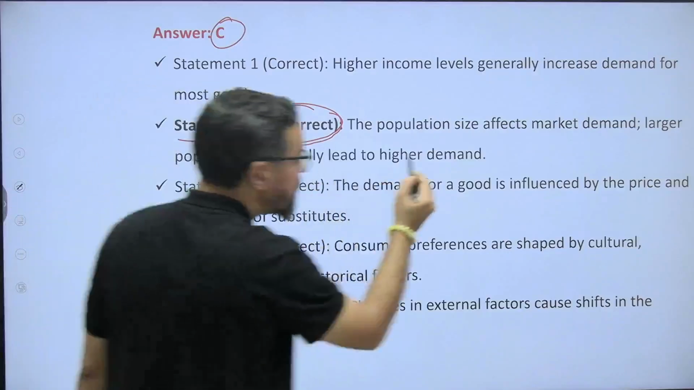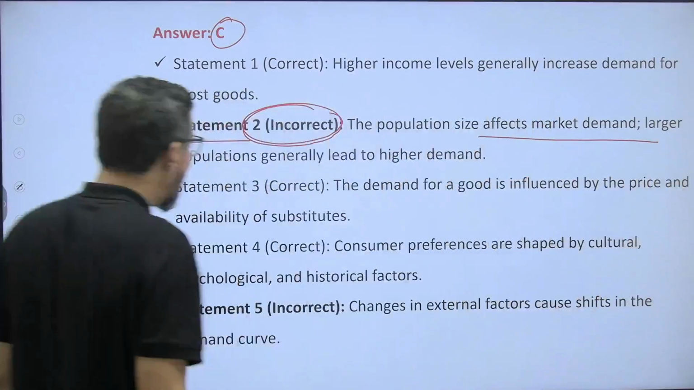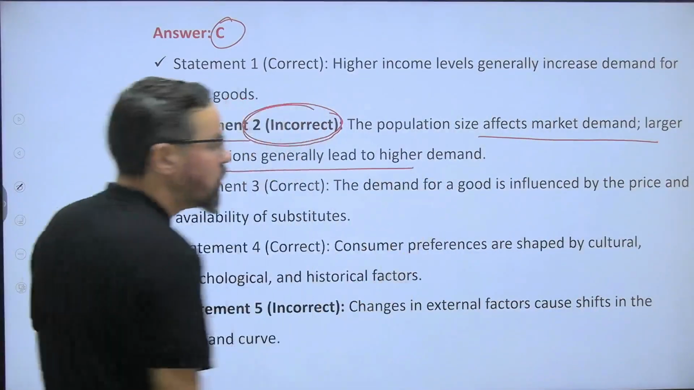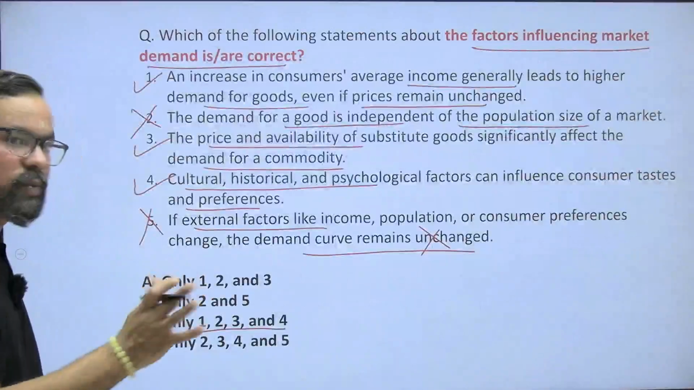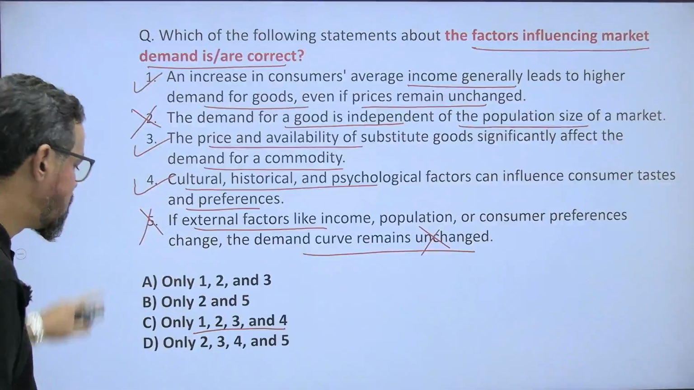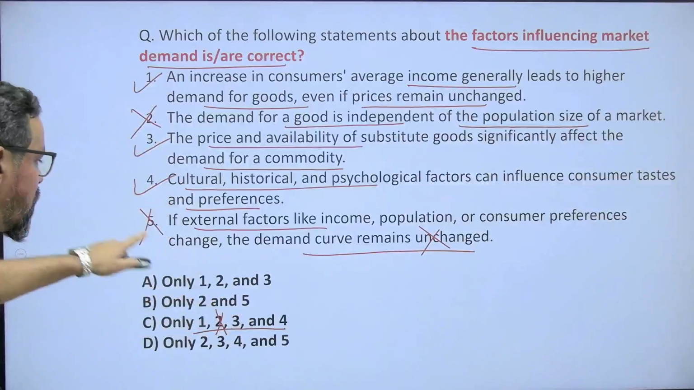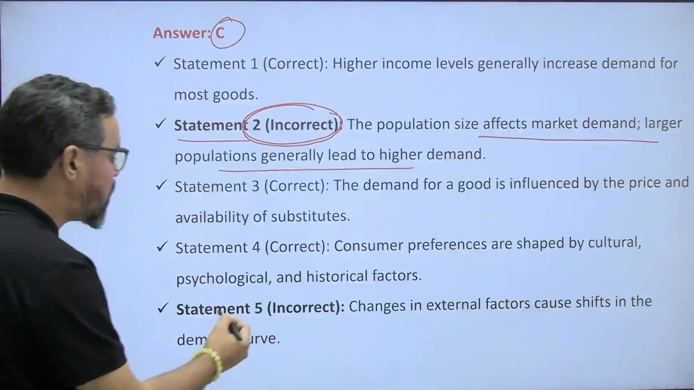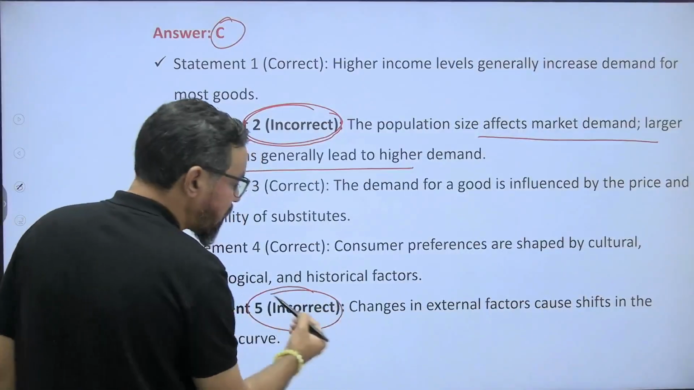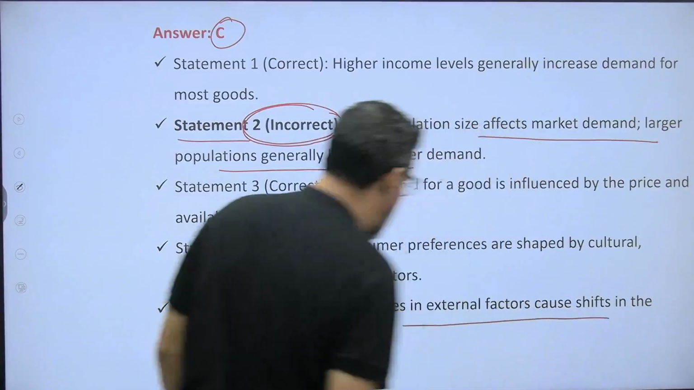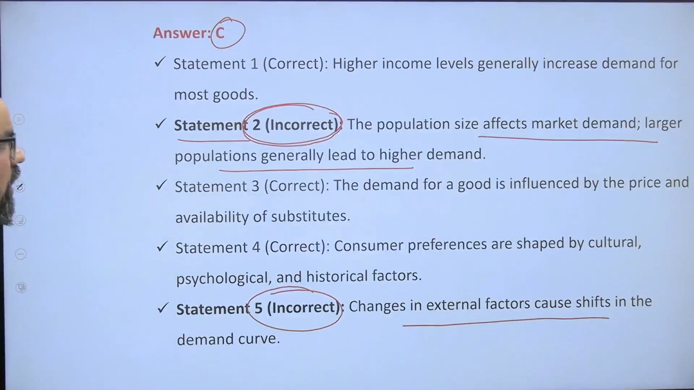The population size affects the market demand. A larger population generally leads to higher demand. So explanation-wise it is correct, but this statement is wrong. So 1, 3, 4. Now it is correct, right? Statement 5 is also incorrect. Changes in external factors cause a shift in the demand curve, right? So this is the one.